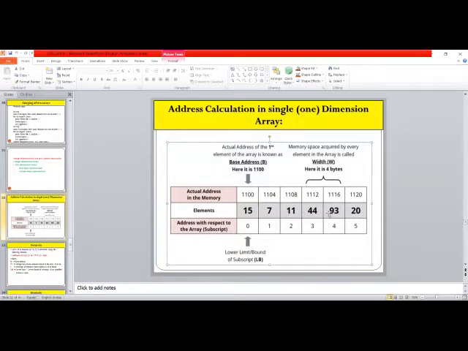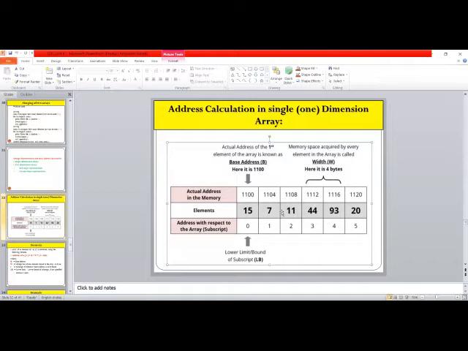15, 7, 11, 44, 93, 20. All these elements are of integer type. So integer type of element requires 4 bytes of memory. All right. So that means the width of a particular memory location is 4 bytes.